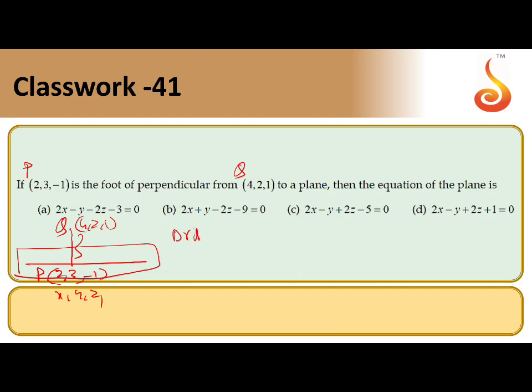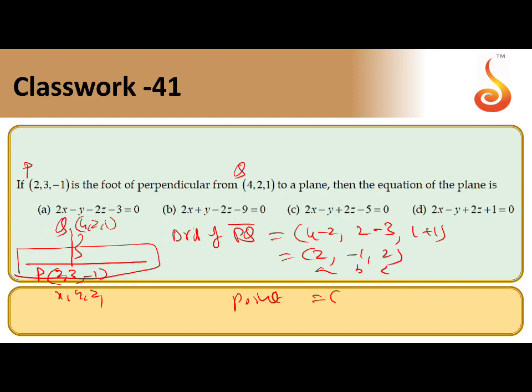First, the DRs of PQ. DRs of PQ means 4 minus 2, 2 minus 3, 1 minus (minus 1), that is 2, minus 1, 2. These are the DRs, so this is a, b, c. And the point is (2, 3, -1). So the point is x1, y1, z1 and the DRs are a, b, c. With the point and DRs, we can get the equation of the plane. The DRs are 2, -1, 2 and the point is (2, 3, -1). We can solve on the next page.